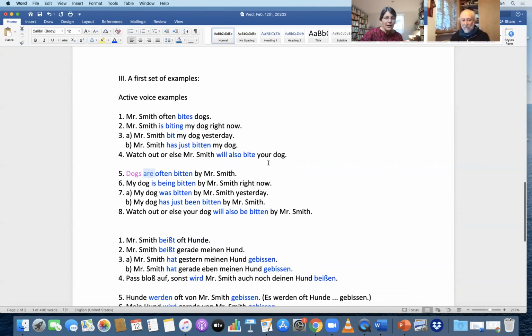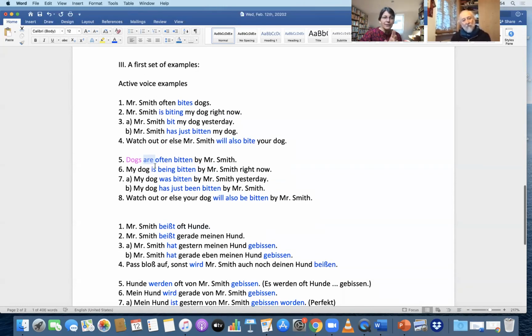Okay, so now we are here with Mr. Smith is biting my dog right now. My dog is being bitten by Mr. Smith right now. In the simple present and the simple past, we can actually form a progressive tense in the passive voice, not in the other tenses there. It doesn't make sense. So is being bitten. The plans are being discussed as we speak.